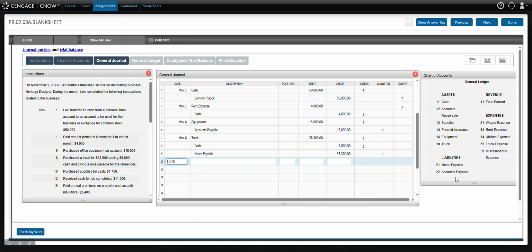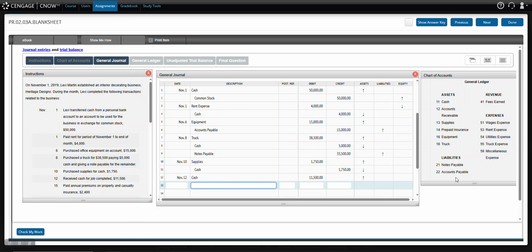On the 10th, it says we purchased supplies for cash. So supplies we know are an asset to us until we use them. So we recorded that as an increase to our asset. And we also have a decrease to a different asset, to our cash, because we are purchasing it with our cash. On the 12th, it says we received cash for job completed. So received cash, cash is coming into my business, my cash is an asset. We know we now have more of it.